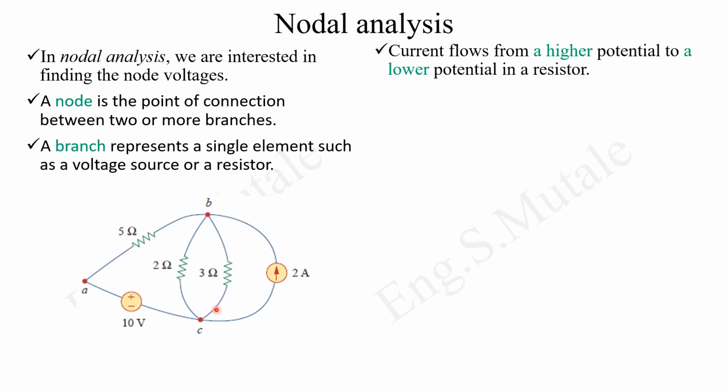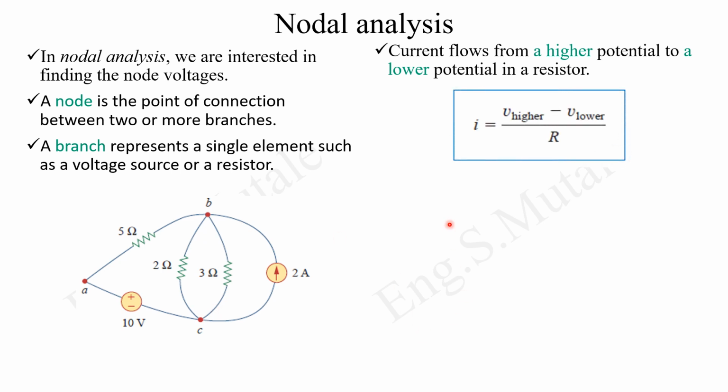You need to know that current flows from a higher potential to a lower potential, given by that formula. So if you have a current like that, for current to flow, you find the difference in voltages: the voltage at the higher potential minus the voltage at the lower potential, divided by the opposition on that element or branch, which is a resistor.